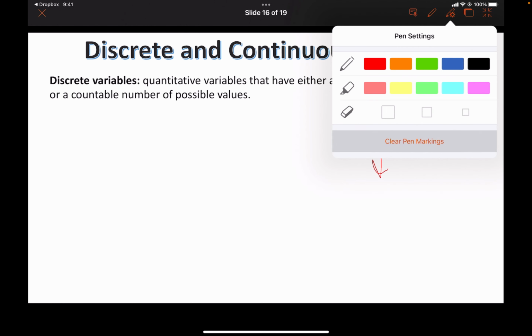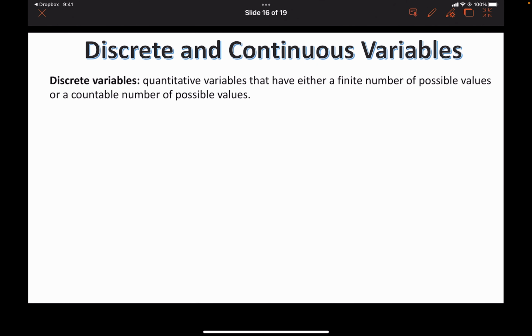Like, for example, I have 4 children. I didn't have 3.75 children before I had 4 children. I had 1 child, then 2 children, then 3 children, then 4 children. They're countable things. So those countable things, and it doesn't necessarily need to be whole numbers.